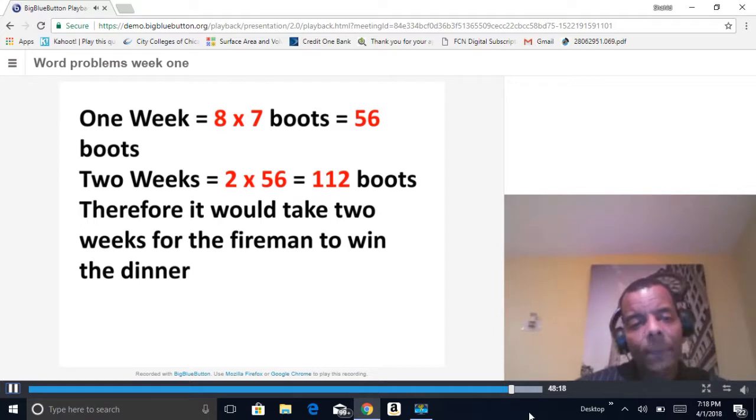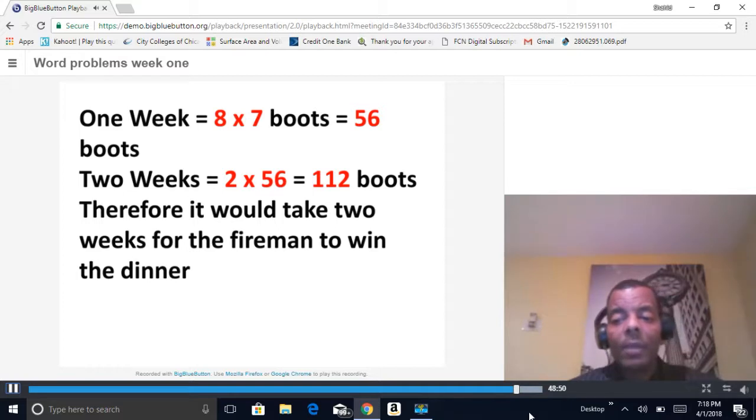Check it out. We know that in 1 week, it's 7 days. So let's say he worked consistently for 7 days. How many boots would he have cleaned? It would be 8, how many he does per day, times 7, which means in 1 week, the firemen wash 56 boots. Interesting. So 1 week, 56 boots.